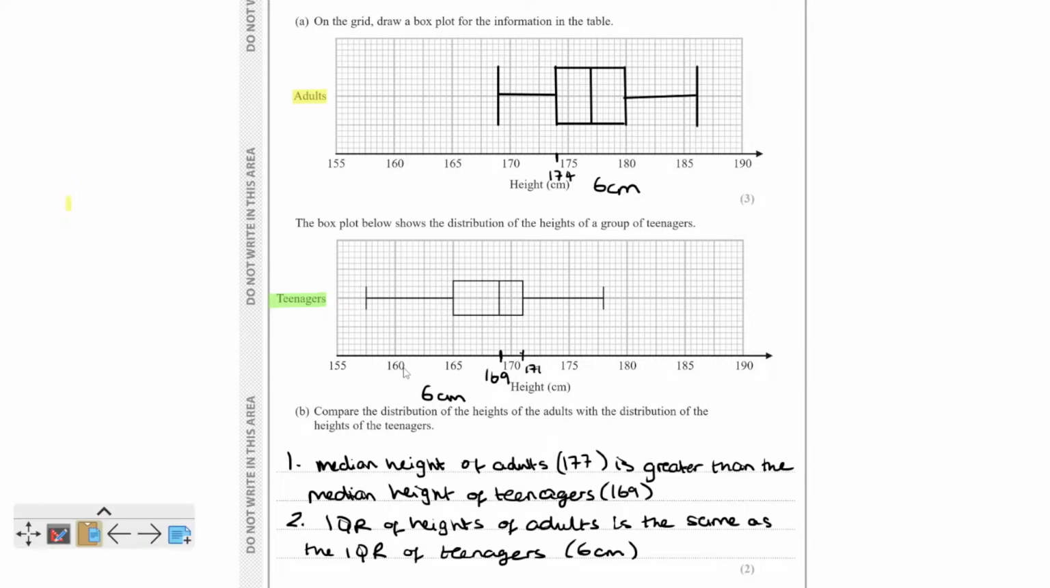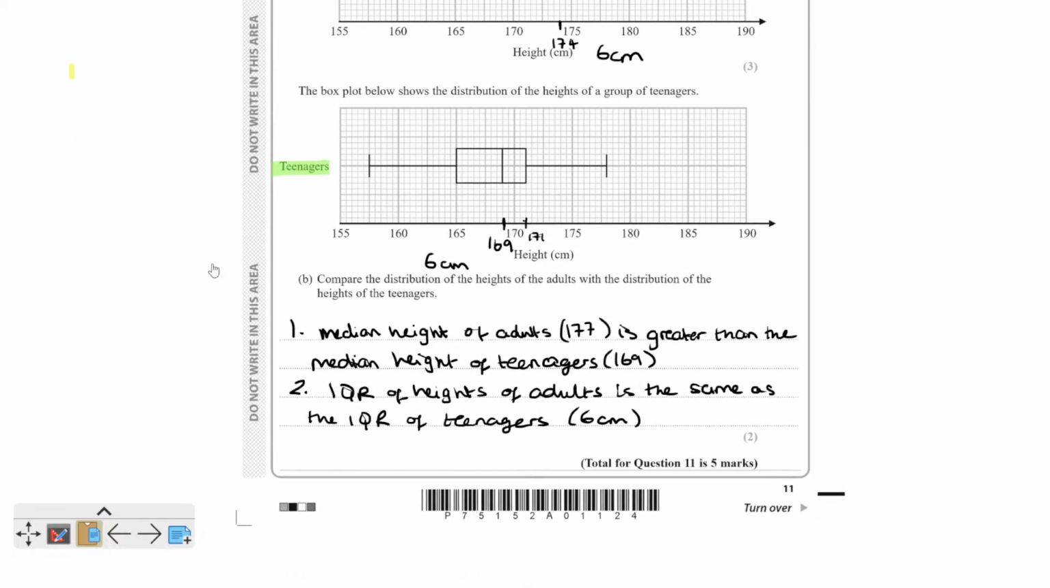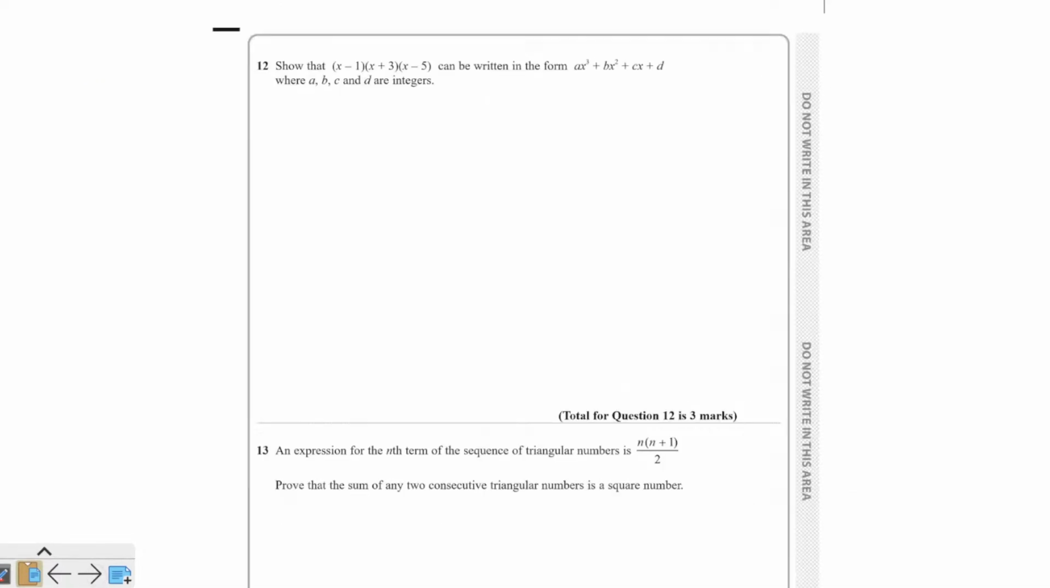So if you ever get this question, it's always the same. Just compare the median, compare the interquartile range. Because you've got the median as one kind of single point, and then you've got the interquartile range, which is showing a range, effectively a spread. Okay, so that's literally all you need to do. Mention those 2 things, and you'll get the marks.